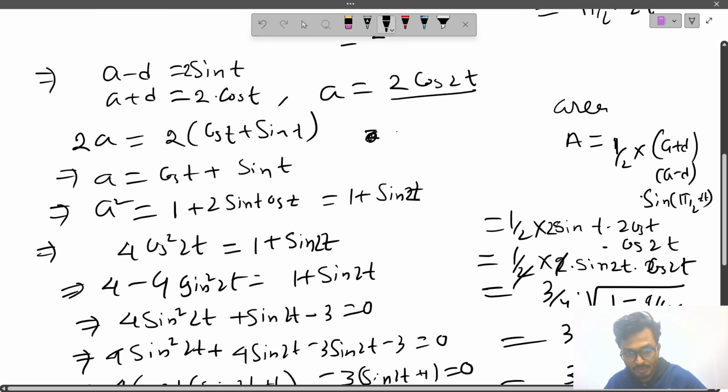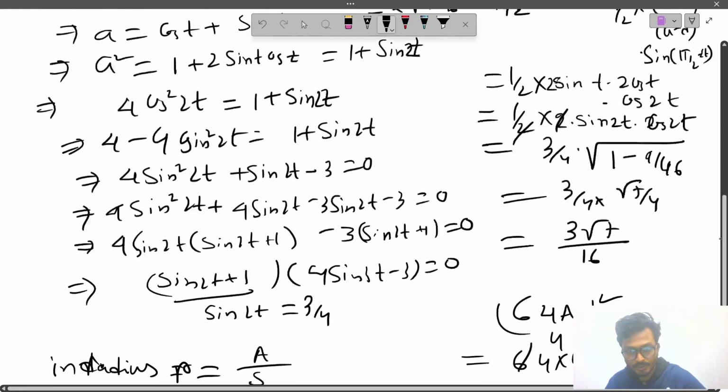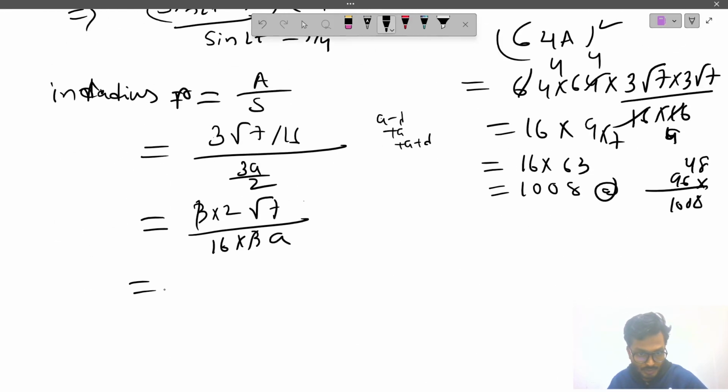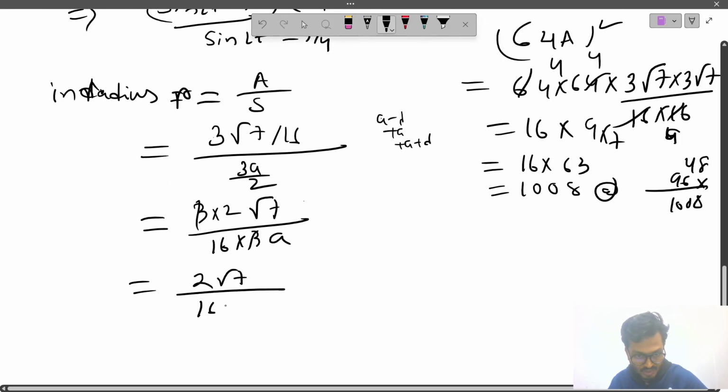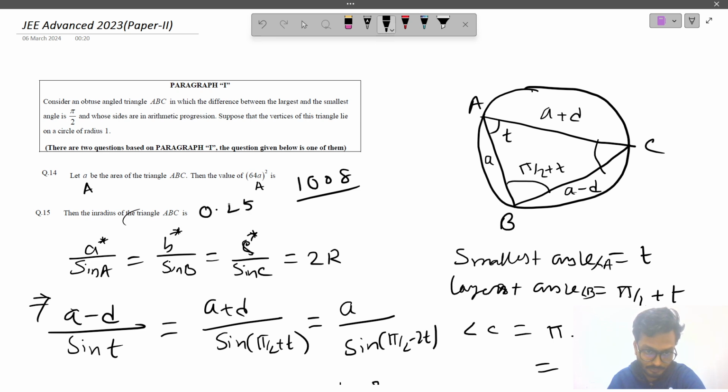A will be 2 into root over 1 minus 9 by 16. So this will be 2 root 7 by 4. That means root 7 by 2. So this will be 2 root 7 divided by 16 into a, which means root 7 by 2. So this 7 will get cancelled, this will get cancelled, 1 by 4, that means 0.25. So the answer for this will be 0.25.